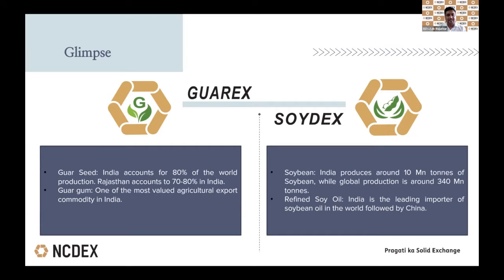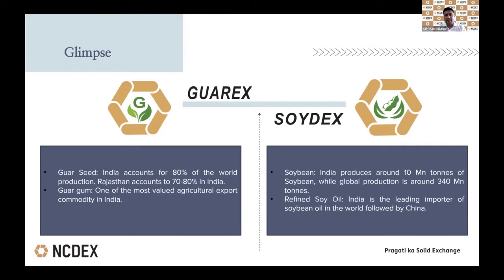As GuarX and SoyaDex are part of our portfolios, these two indices are based on four liquid commodities, or the four most liquid commodities, I would say, traded on the exchange platform. Guar seed in India accounts for 80% of the world's production, and it is one of the key and most valued agricultural export commodities that we have.